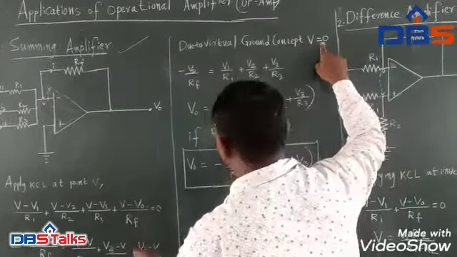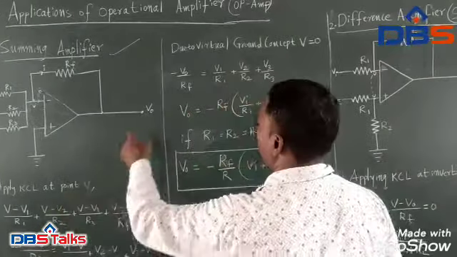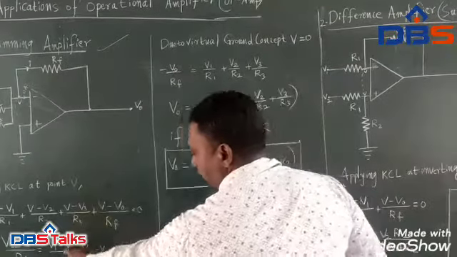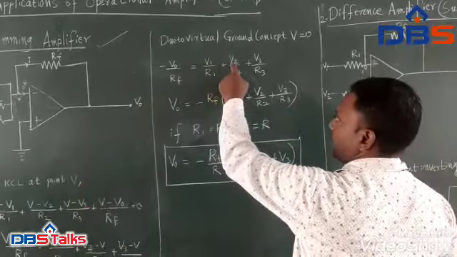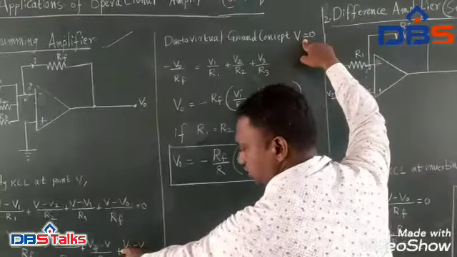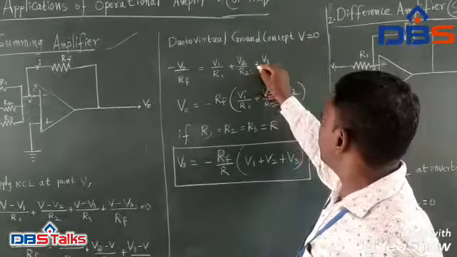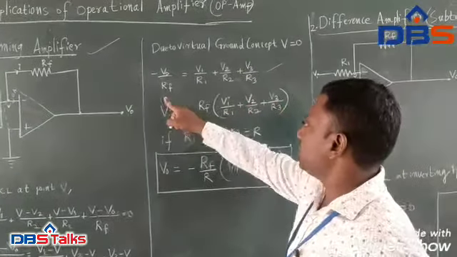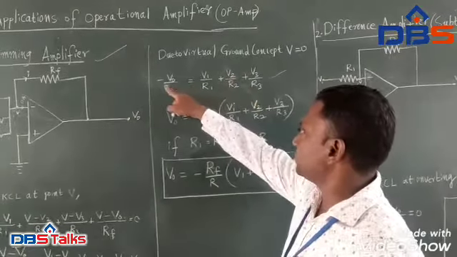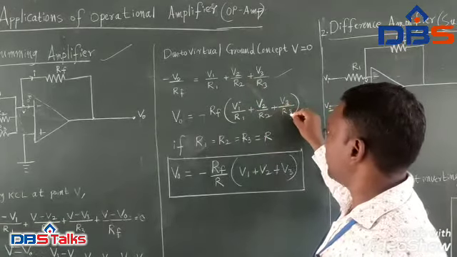So now we substitute 0 volts wherever V is there. Therefore, 0 minus V0 by RF, which means minus V0 by RF, and V is 0, so V1 by R1 plus V2 by R2 plus V3 by R3. Because V is 0, wherever V is there, it will be 0. So you will get this equation. And simply now V0 is equal to minus RF times V1 by R1 plus V2 by R2 plus V3 by R3.